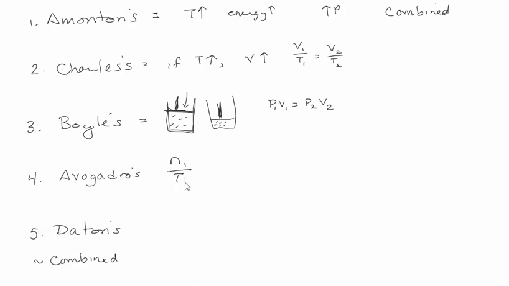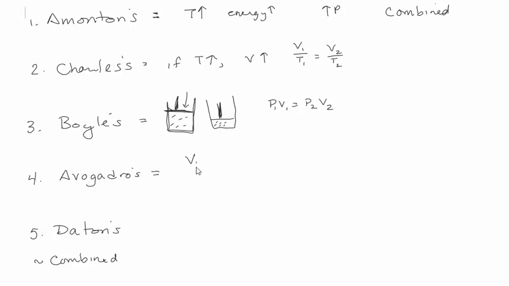With Avogadro's Law, you can assume we're going to be talking about something having to do with moles. And what we have is basically the more gas we have, the more N, the more volume we have. So we have this direct proportional relationship. So V1 over N1 is going to be equal to V2 over N2.